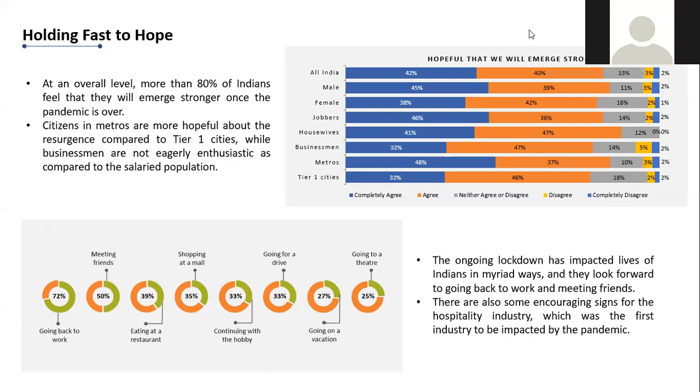And when you ask people what they are looking forward to when we get back to a normal life, 72% of people said that they're looking forward to going back to work. 50% say that they're looking forward to meeting friends. 39% say that they will probably still go out and eat at a restaurant. Going out to eat at a restaurant and shopping in a mall are things people are still skeptical about. But going back to work, meeting friends, and connecting with people are something people are really looking forward to once we all come out of the lockdown situation.